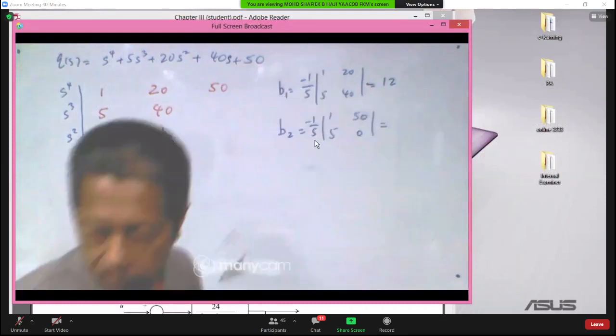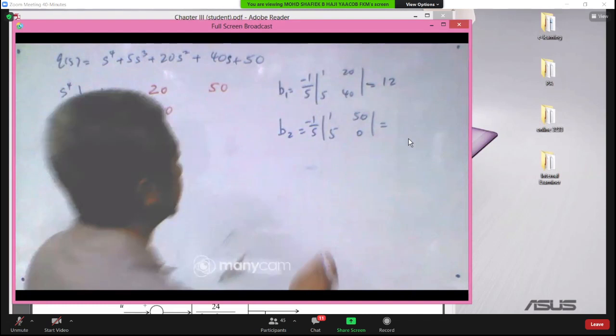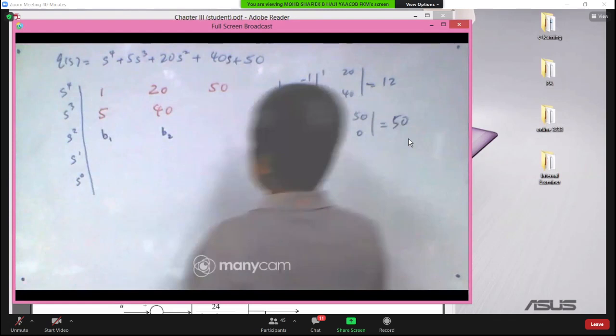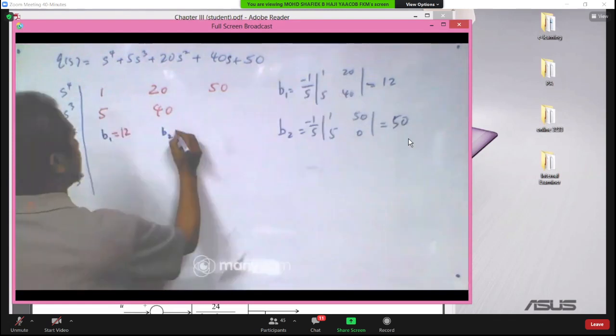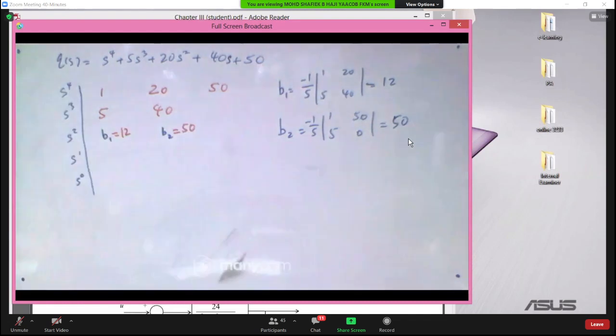So for B2, the multiplier is the same. The first column is the same, 1, 5. And you just change the second column, 50 and 0. And then you can evaluate that. So that's going to be 50. So B1 is equal to 12. B2 is equal to 50. That's it. Okay, so you continue.